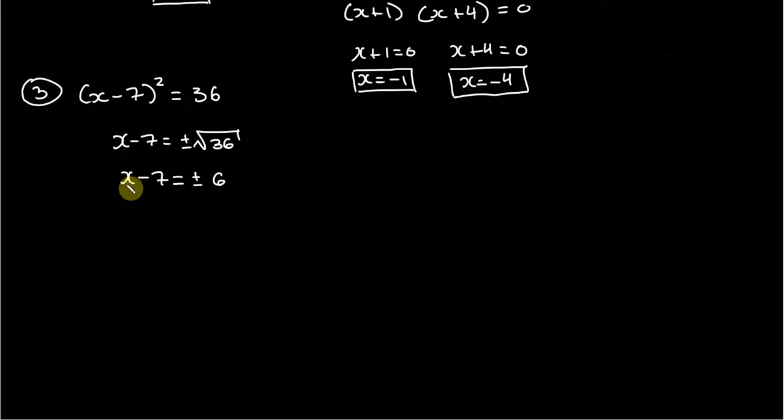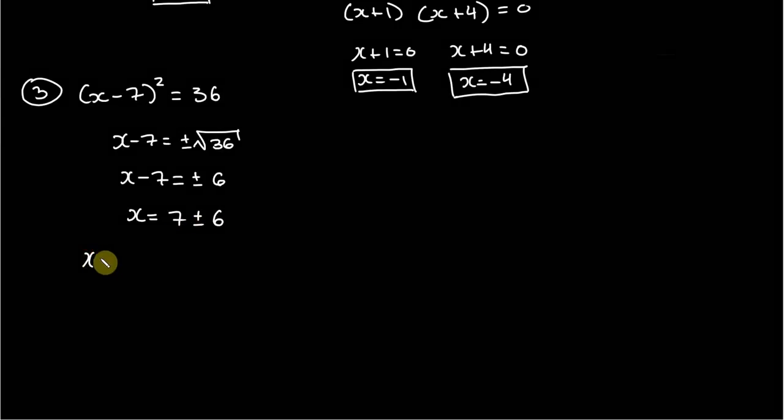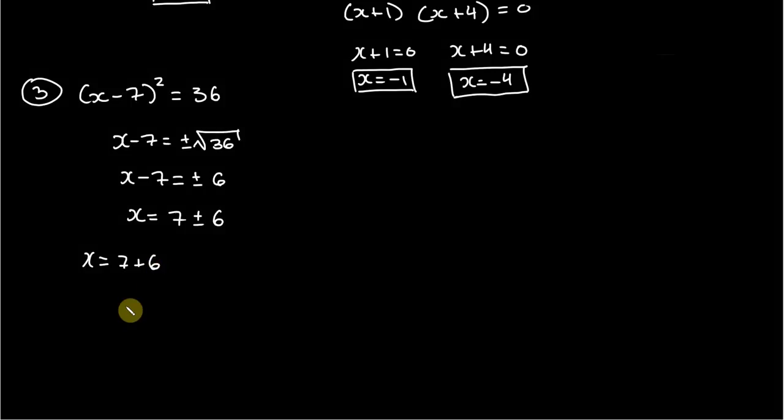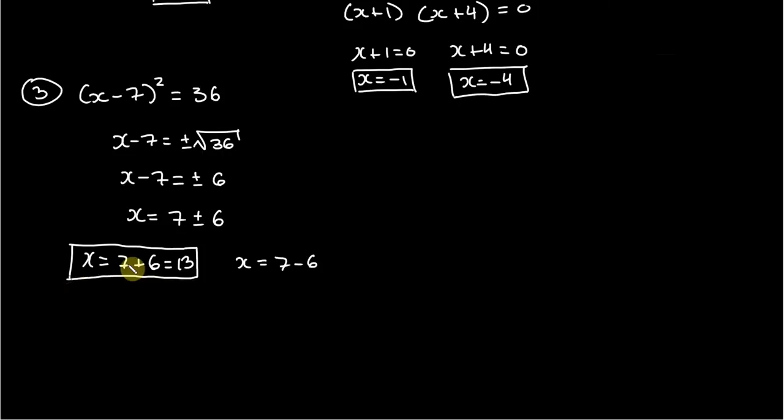And now we need to solve for x, so we're going to add 7 to both sides. That's going to leave us with x equals 7 plus or minus 6. And so our two solutions are as follows: x equals 7 plus 6, or x equals 7 minus 6. So in this case, x equals 13, because 7 plus 6 is 13. And in the next case, x equals 1, because 7 minus 6 is 1. So those are our two solutions.